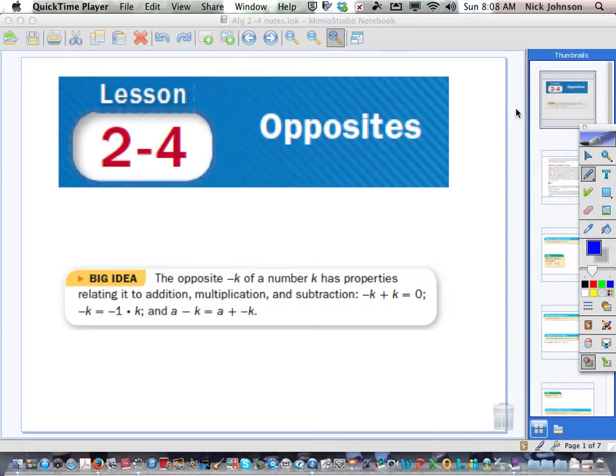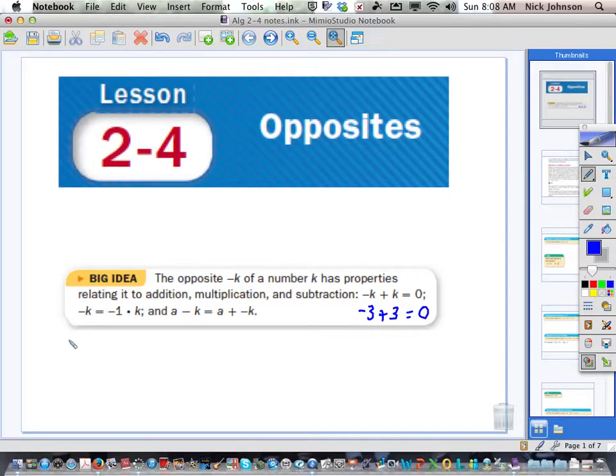Today what we're going to talk about is lesson 2-4, opposites. The big idea: the opposite, negative k, of a number has properties relating to its addition, multiplication, and subtraction. For instance, negative k plus k, so the opposite of k plus k, equals 0. Negative 3, as you all should know, negative 3 plus 3 gives me 0. Okay? Negative k is equal to a negative 1 times k.